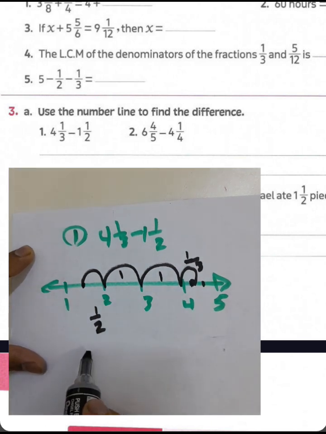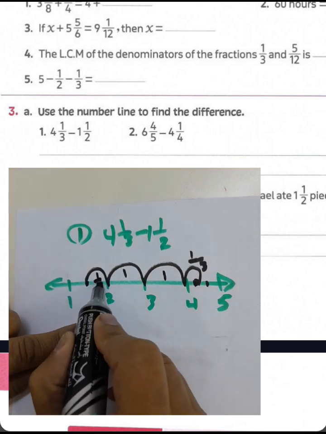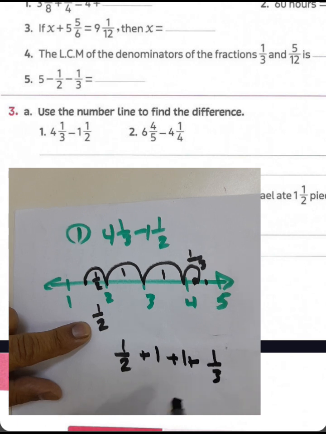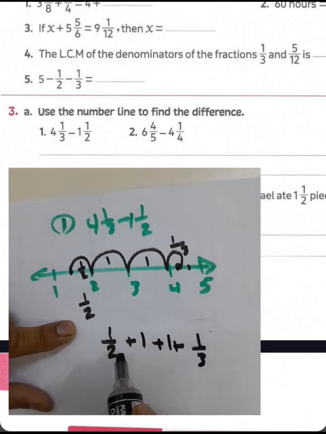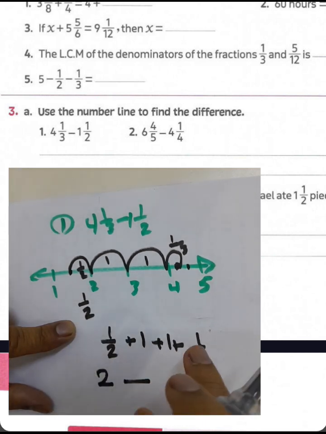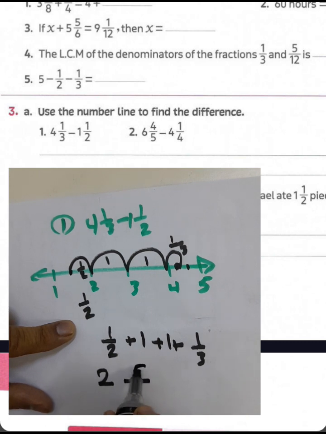And then you can count: this part is a half, okay? Half plus 1, plus 1, plus a third. Half plus a third plus 1 and 1. 1 plus 1 equals 2. And a third plus a half, you can write the least common multiple between them, it will be 6. 3 times 1 equals 3, 3 plus 2, it will be 5. The result will be 5 over 6.